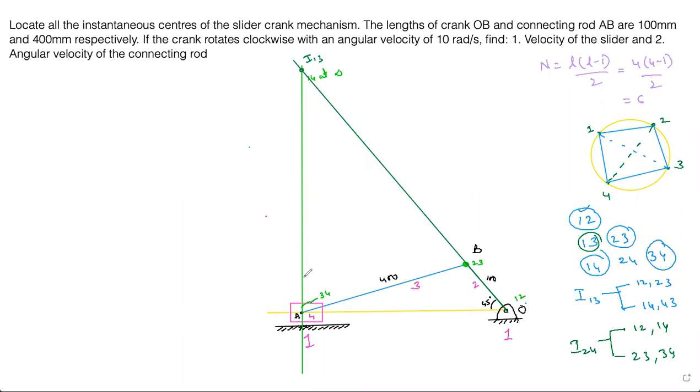Where is 1, 2 and 1, 4? 1, 2 is here and 1, 4 is at infinity, right? So 1, 2 and 1, 4 are not on the same line. 1, 2 is here, 1, 4 is there. So just take this line. You can shift this vertical line anywhere you want.